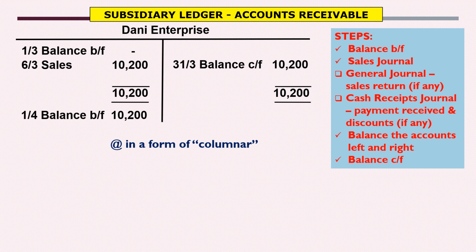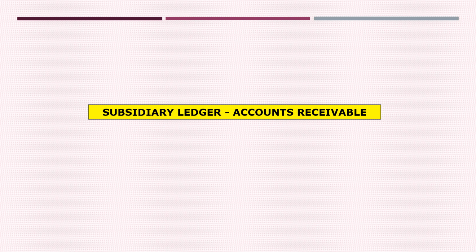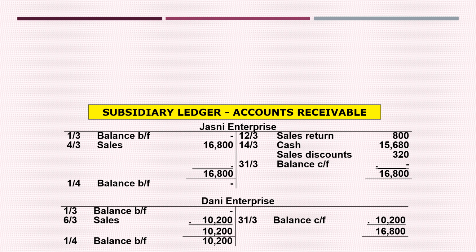Besides the T accounts, we can also prepare the subsidiary ledger using the form of columnar, like this. And this form of columnar is useful when we use the accounting software. We have finished preparing the subsidiary ledger of accounts receivable. Those are Dani Enterprise and Dani Enterprise.